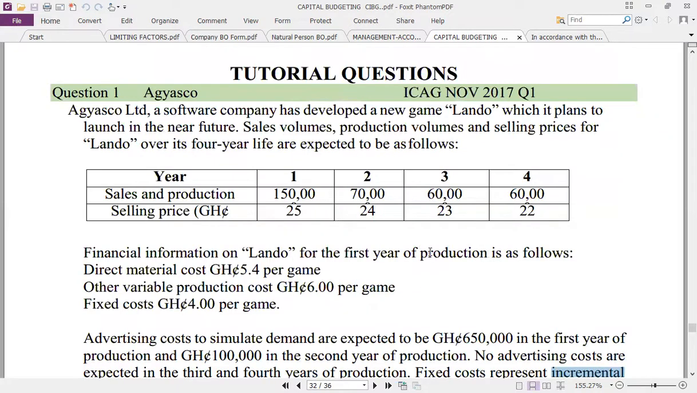Good. So we need to get our sales revenue. They produce 150, 70, but this figure is supposed to be 150,000, 70,000, 60,000, and 80,000. Good.